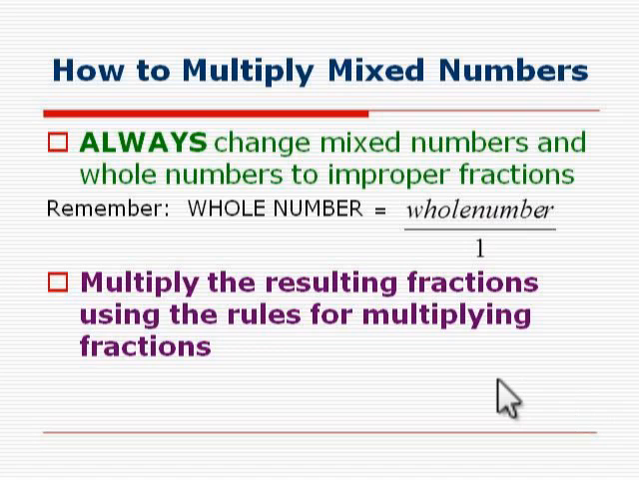Always change your mixed numbers to improper fractions, and whole numbers to fractions. Again, completely the opposite as when we added or subtracted. And remember that if you have a whole number without a fraction with it, that whole number would be like the number over 1. Again, we're going to multiply the resulting fractions using the rules we just talked about. So let's see what that looks like.